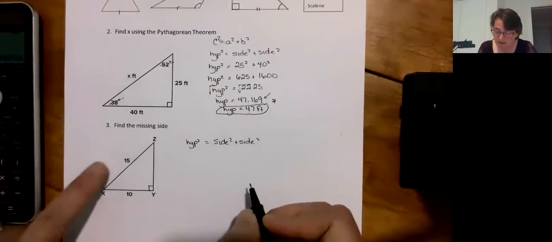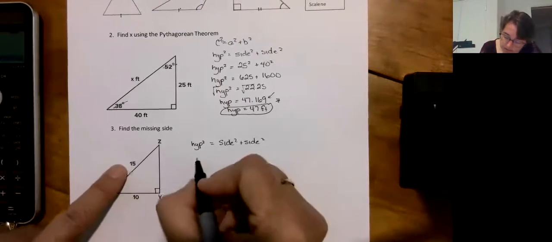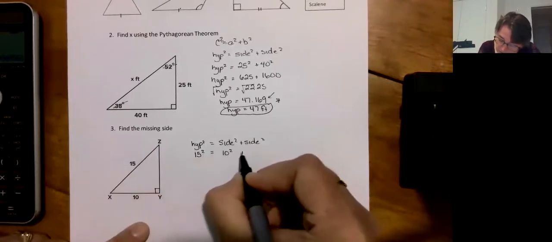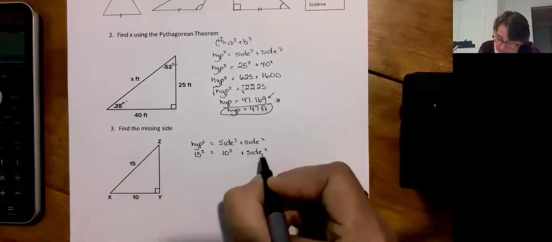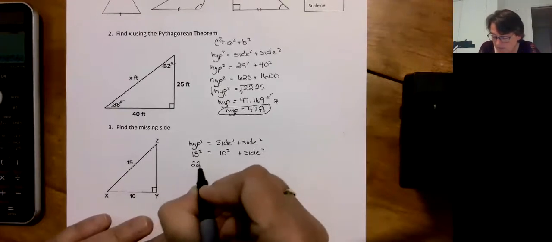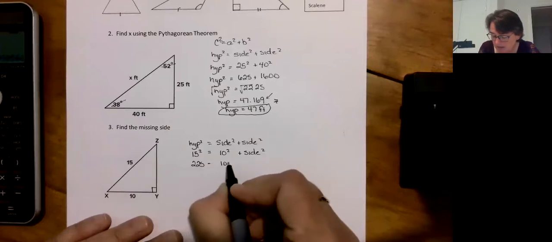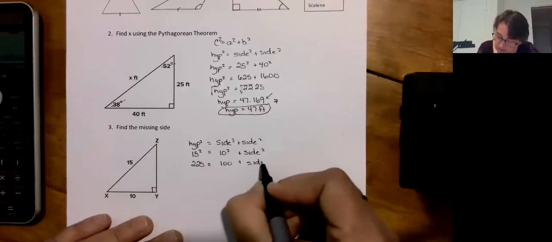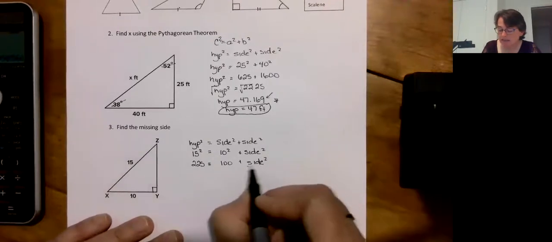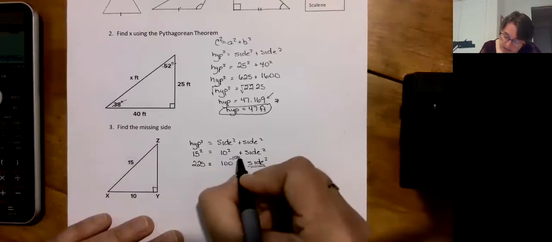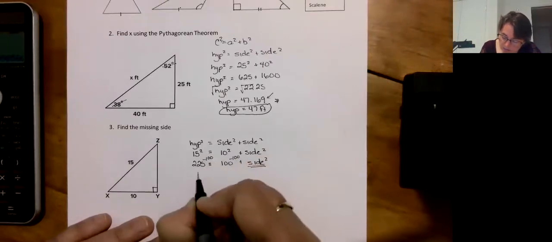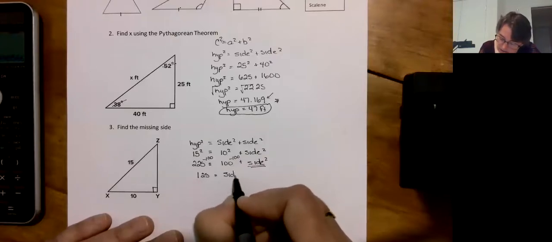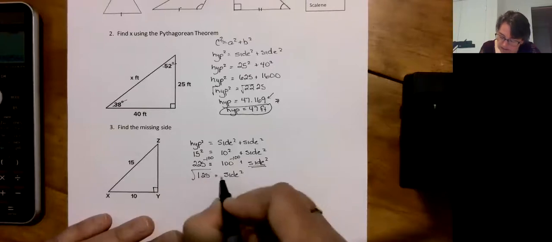All right, now we have to be careful here because we're actually given our hypotenuse. So the 15 goes here. So 15 squared is 225, equals 100 plus side squared. Getting ahead of myself. Now I need to isolate this. I'm going to subtract 100, subtract 100. 125 is equal to side squared. And again, we need to square root at the end.